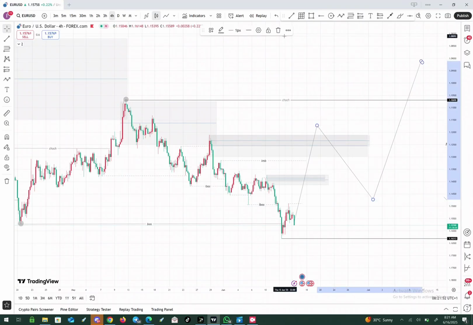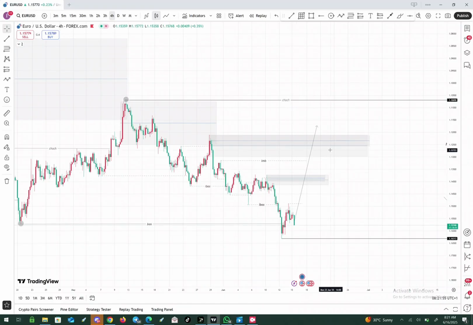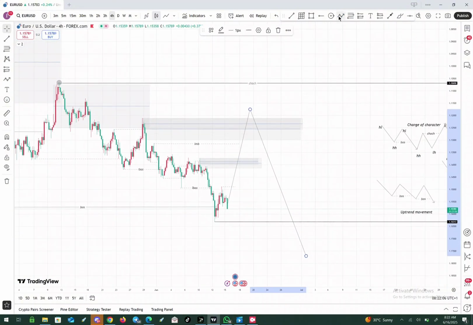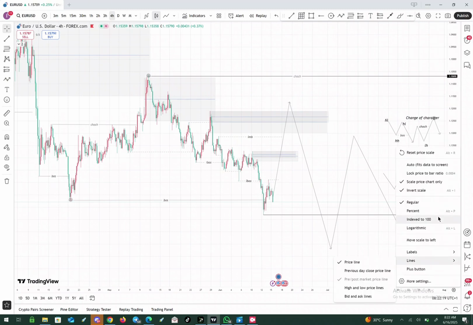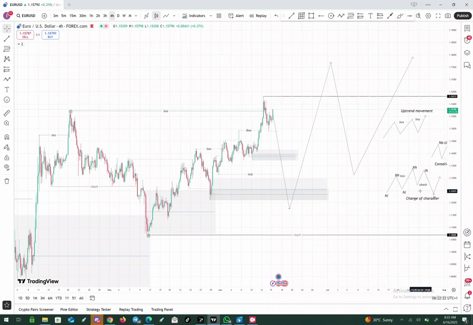Let me take this off. So we are expecting price to move to any of these zones, then continue its movement to the downside to give us another break of structure. Then we move again, continue like that. That is the basics. That is the whole point of market structure. This is exactly how markets really move.